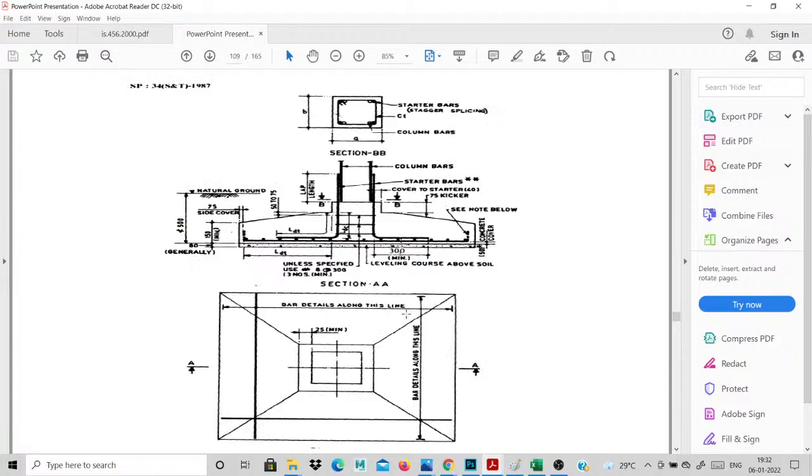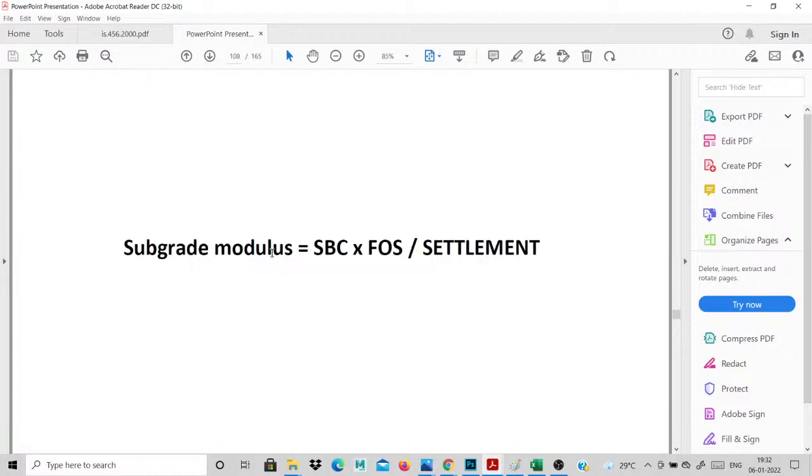The next one, sometimes we will calculate the subgrade modulus. In STAAD Pro, you directly give the SBC value. If you go for ETABS type of software, you calculate the subgrade modulus. How to give the subgrade modulus? It is the SBC times FOS, the factor of safety, divided by the settlement. SBC is based on your soil condition, the factor of safety of soil is 3, and the minimum settlement is 25 mm. You automatically calculate the subgrade modulus for your soil.